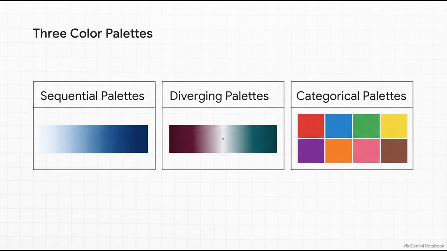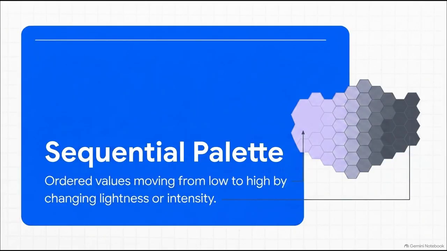To build that strong visual language, we rely on three fundamental palettes: sequential, diverging, and categorical. Understanding exactly when to use each one is literally the foundation of purposeful data design. Let's look at how they work. First up is the sequential palette. We use this to represent ordered values that move strictly from low to high.